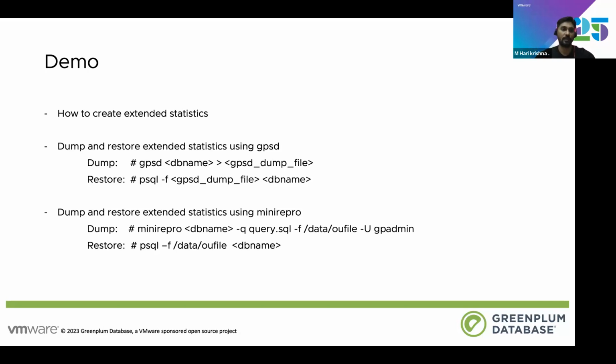in production environments. So we all know that GPSD is a utility used to collect system catalog plus PG stats information. It's kind of a replica of the source database. And minirepro is kind of a smaller version of GPSD, and it is used to collect the PG stats involved in that query execution. For these two utilities, we added the additional capability to capture the extended statistics in Greenplum 7.